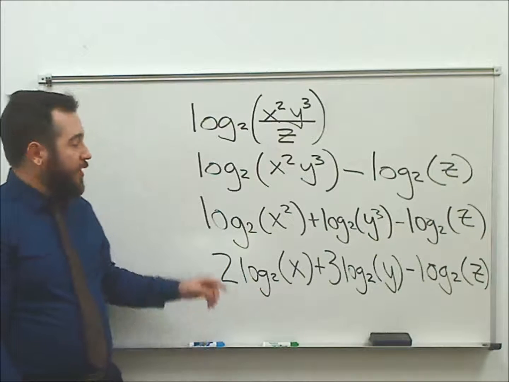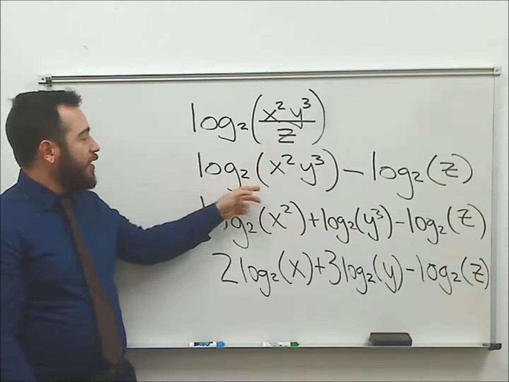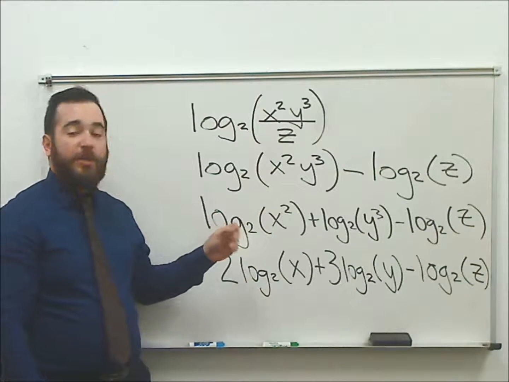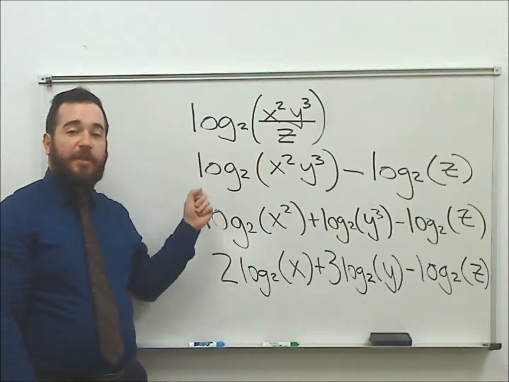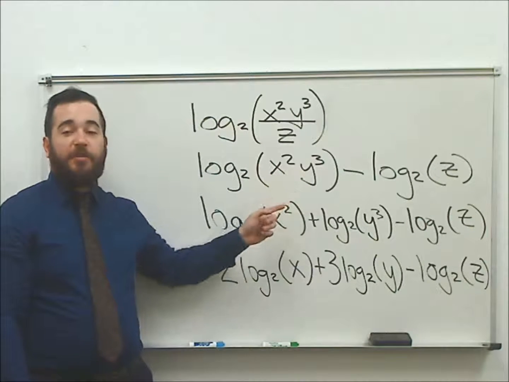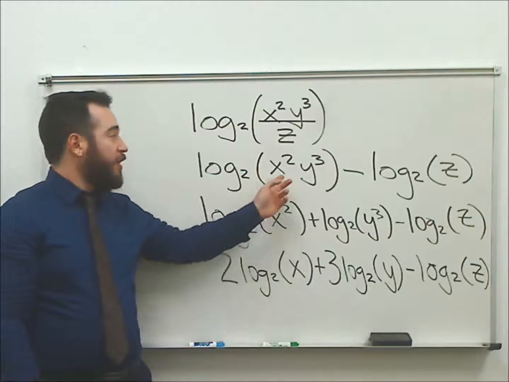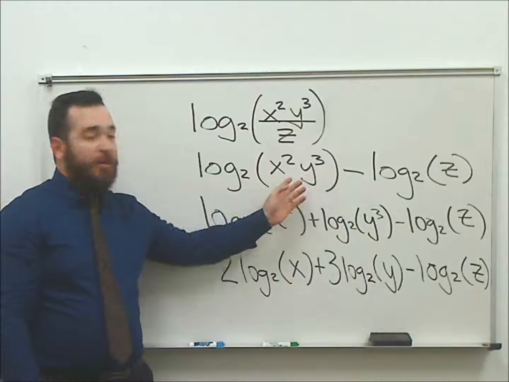Now, one common mistake that a student typically makes around this step is they see log base 2 of x squared y cubed and they try to pull out the exponent. Well, keep in mind, it's not x squared y squared. They don't have the same exponent. So if you're pulling out an exponent, it would need to be on both terms, not just one.